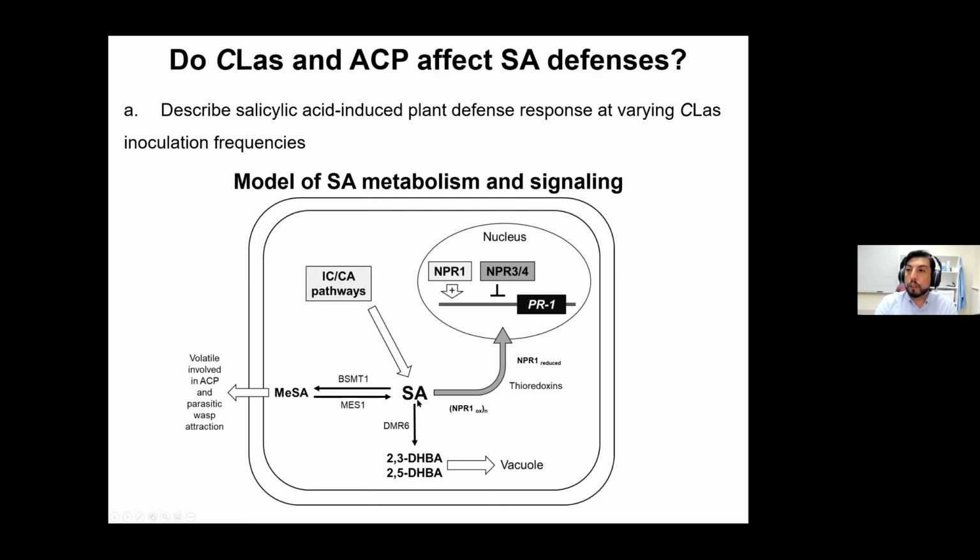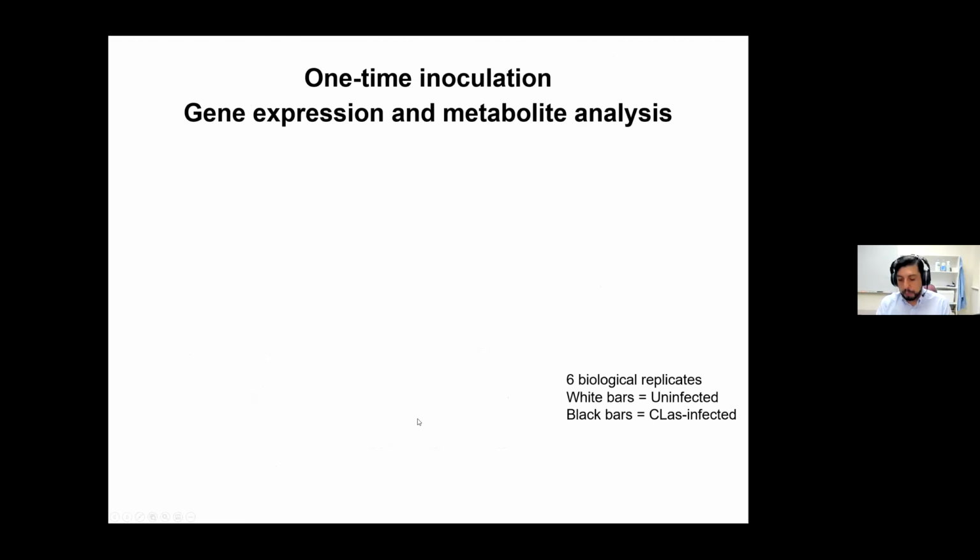And salicylic acid can also be transformed to different molecules that have been involved in response to pathogens, and also in the attraction to ACP and parasitic wasp. Salicylic acid can be transformed to 2,3 and 2,5 dihydroxybenzoic acid. It also has a volatile molecule, involved in systemic acquired resistance in plants, which is methyl salicylate, synthesized by the SAMT, and methyl salicylate can also be transformed back to salicylic acid. So we analyzed the expression of several genes.